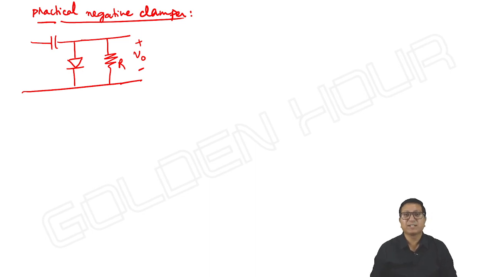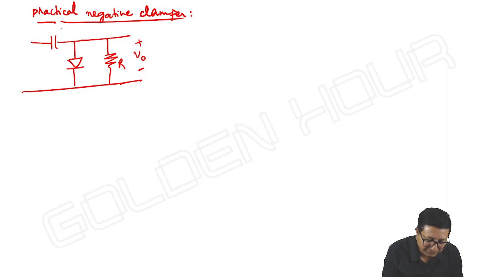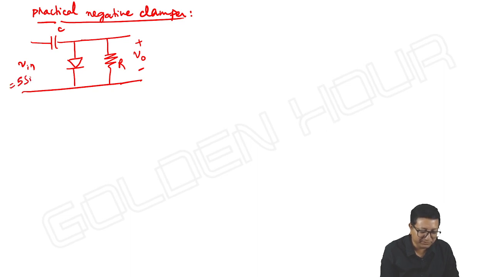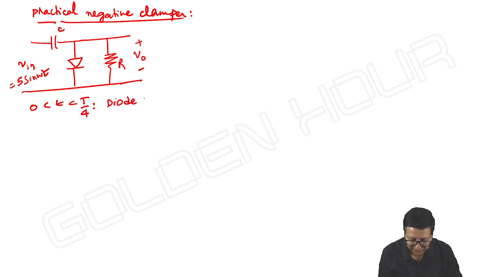So I am placing one resistor R across the capacitor and diode, with V input. Our input is 5 sin omega t only. Then over the interval 0 less than t less than T by 4, as usual, the diode is on. Assume zero initial conditions.